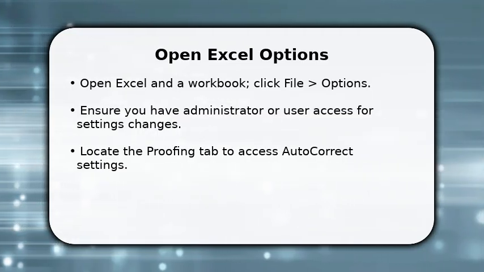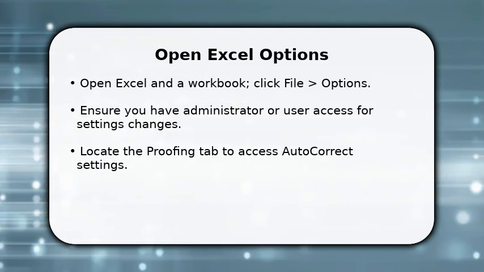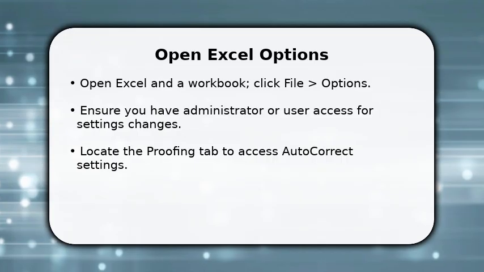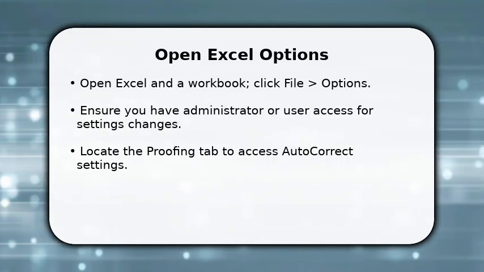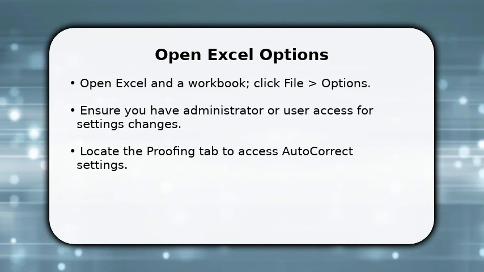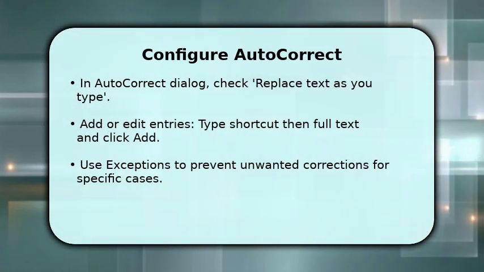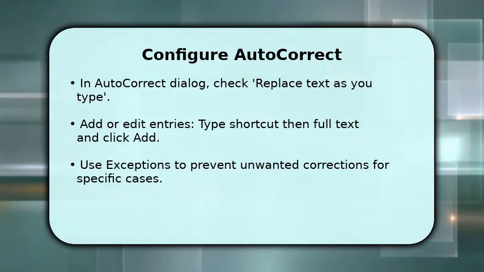Once in Proofing, click the Autocorrect Options button to open the Autocorrect dialog. You're beginning configuration immediately, so don't navigate elsewhere. This single dialog controls the replacements and formatting behaviors you'll enable next. You now configure autocorrect rules directly.